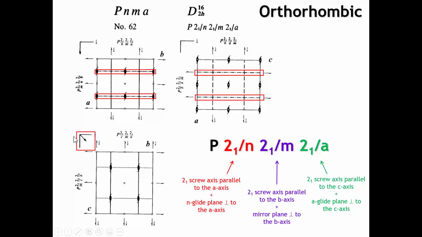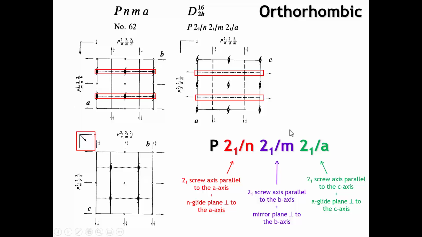And then finally, in this diagram, which is the projection in the BC plane, we see that the glide is across the diagonal of this face of the unit cell. Right? So the glide is half C plus half B. That is an N glide, and it's perpendicular to the A axis.